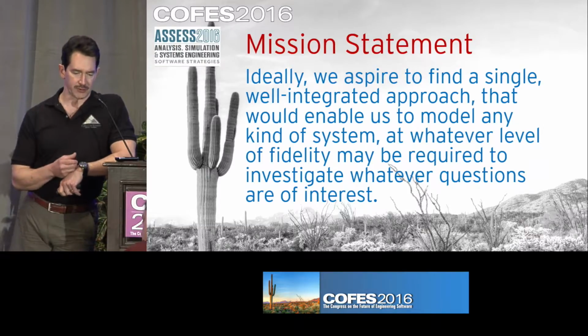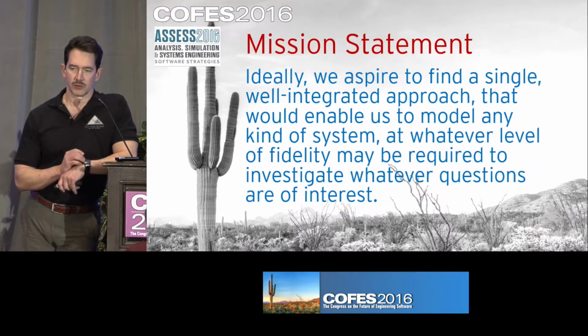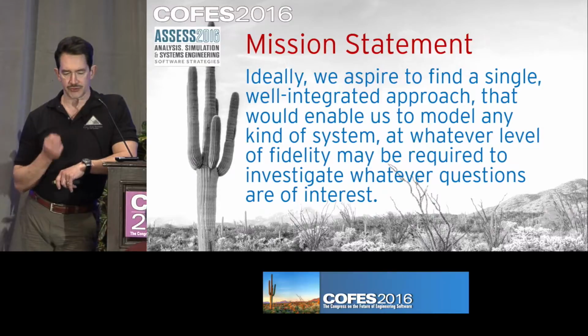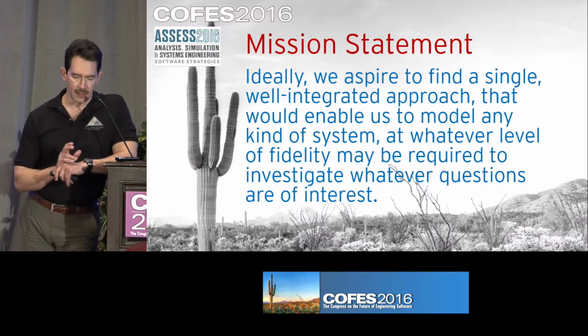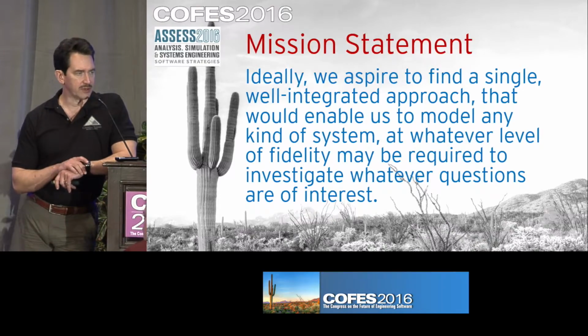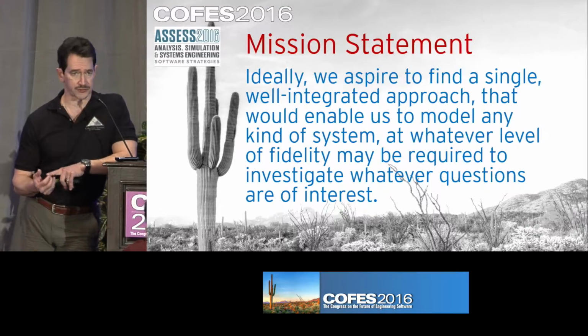So the mission statement that we came up with, which would correspond to vision in the other briefings, was ideally, we'd like to find a single, well-integrated approach that would enable us to model any kind of a system at any level of fidelity that may be required to investigate whatever systems are of interest. Now that may sound like magic or wishful thinking, or it may sound like the wrong idea, because obviously there are different approaches that you use to model structures and electrical systems and all this.